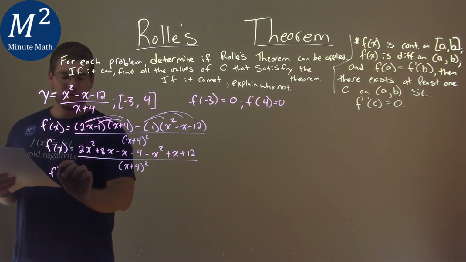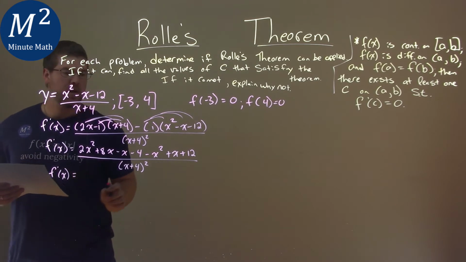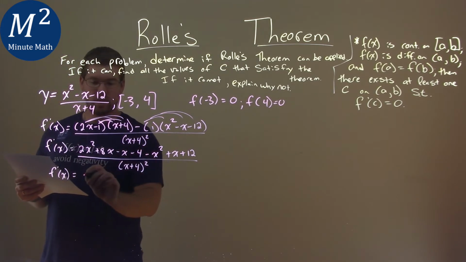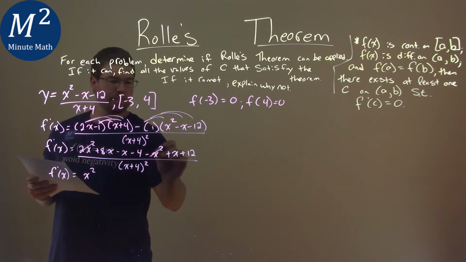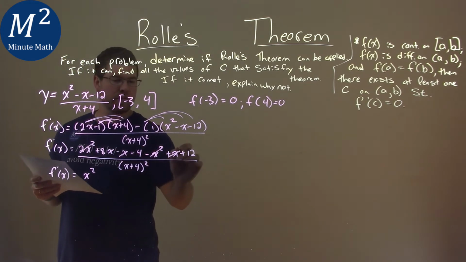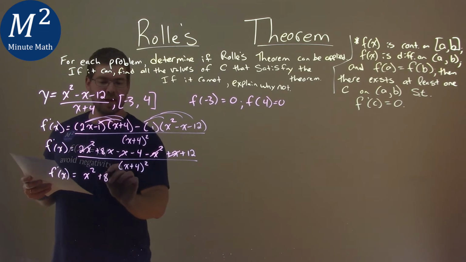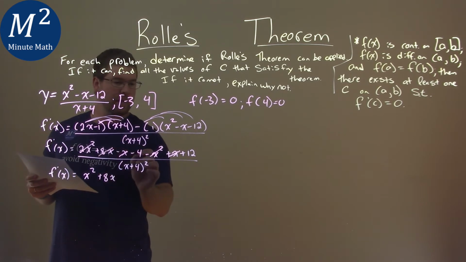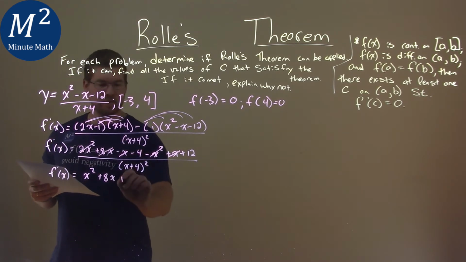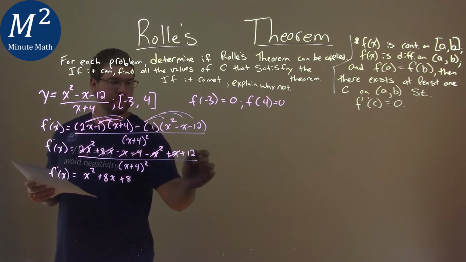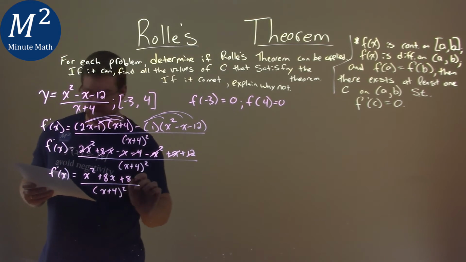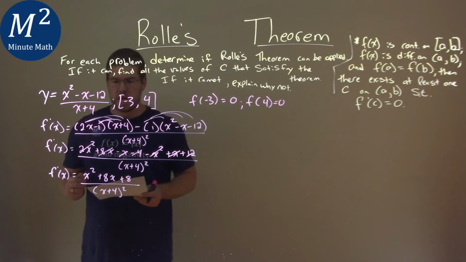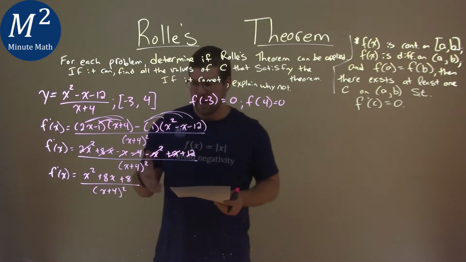From there, we can simplify our numerator. 2x squared minus 1x squared is a single x squared. The negative x and positive x cancel, so we just bring down this 8x right here. And then minus 4 and 12 is a positive 8 as well, divided by x plus 4 all squared. Okay. Well, this function can't really simplify anymore.